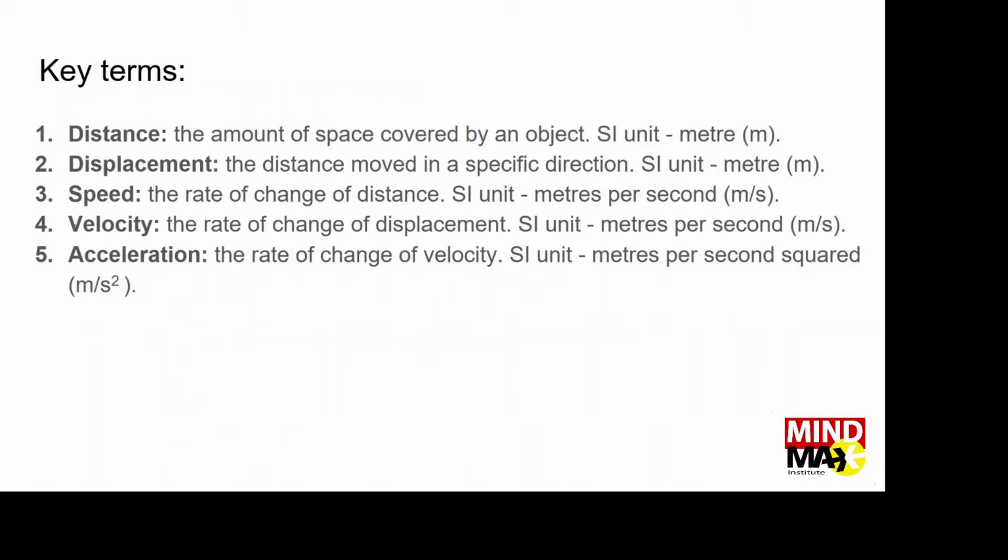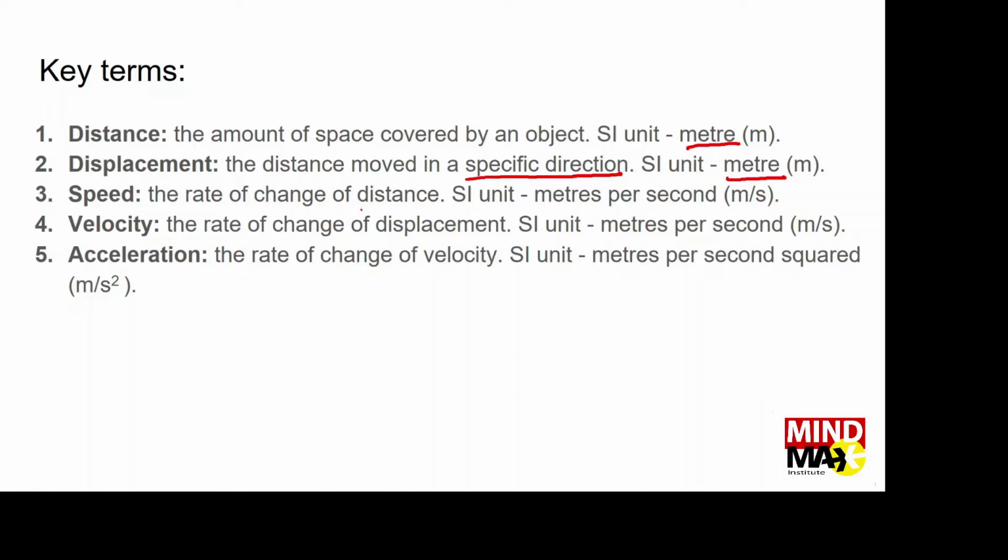So the next thing, the key terms, include distance. Distance is the amount of space covered by an object, just like I said, the length moved by an object, and is expressed in meters. Displacement is very similar to distance. However, distance is a scalar quantity while displacement is a vector quantity, because displacement is the distance moved in a specific direction. So it has the same definition as distance, but along with that it has a direction as well. Because it is a type of distance moved, meters are still the SI unit for displacement.